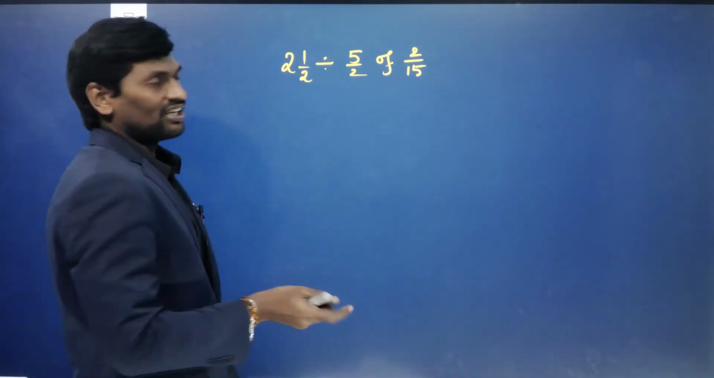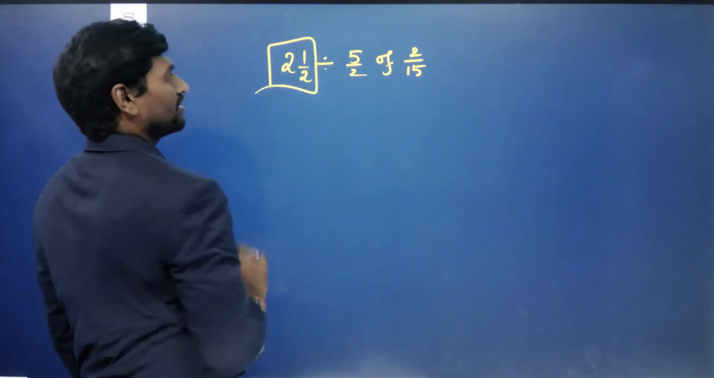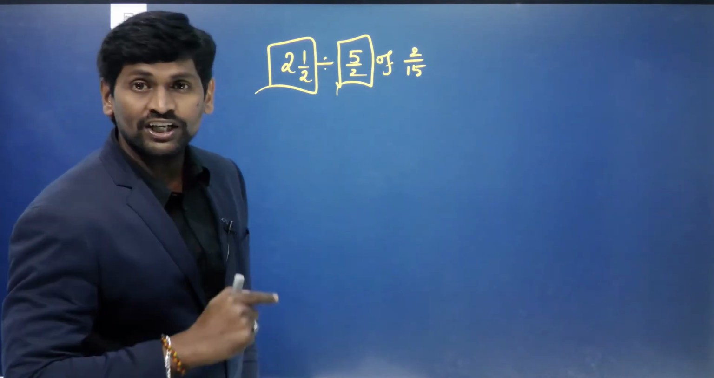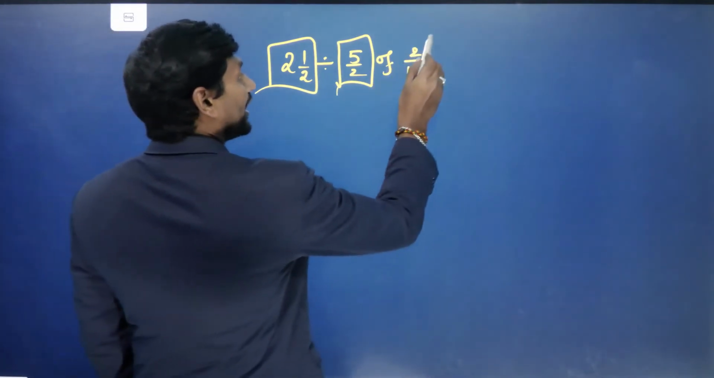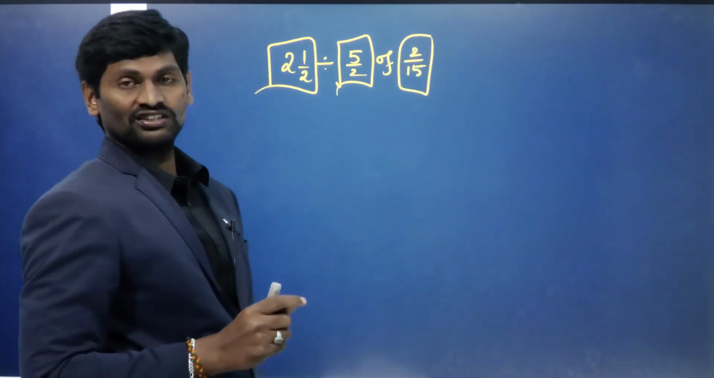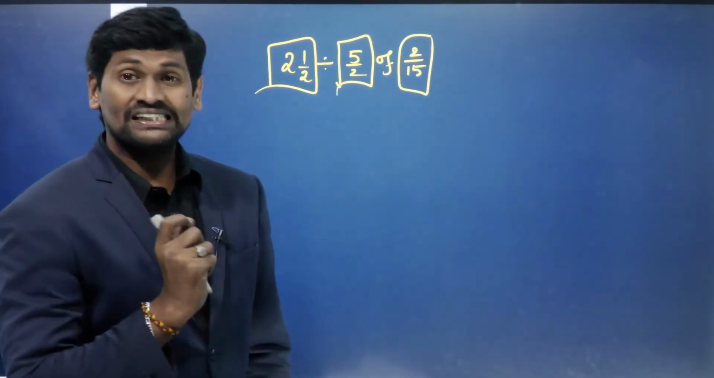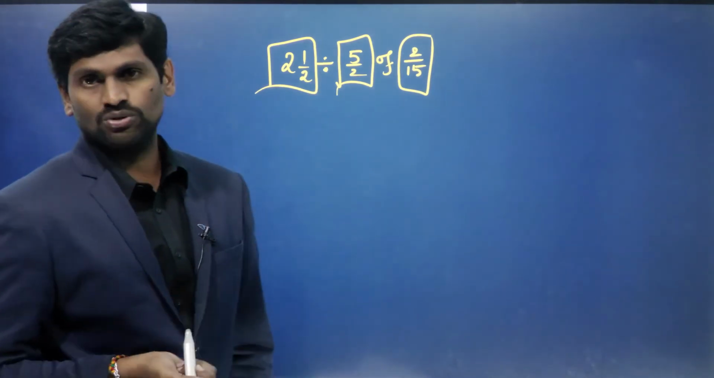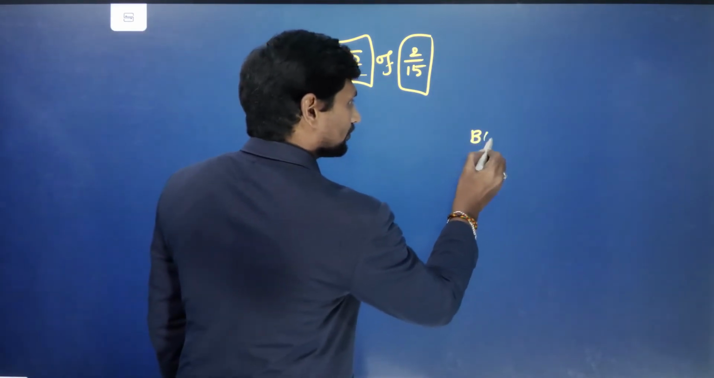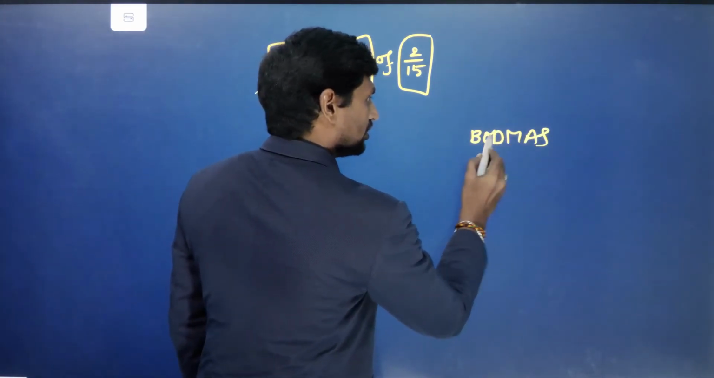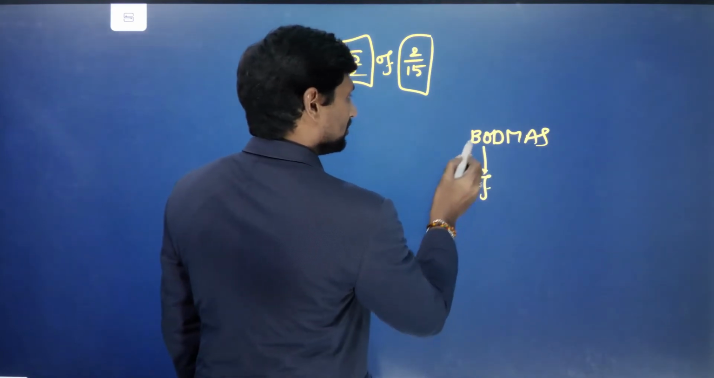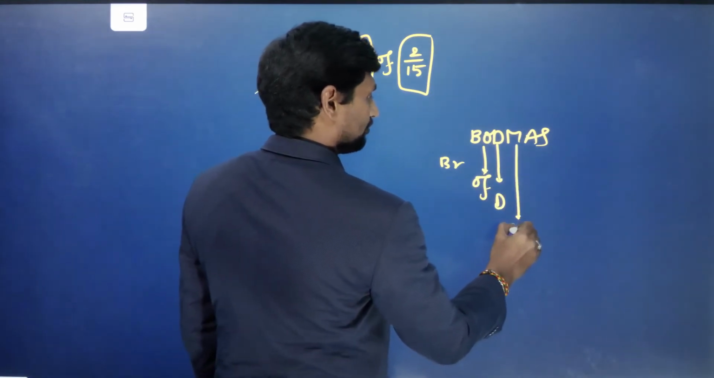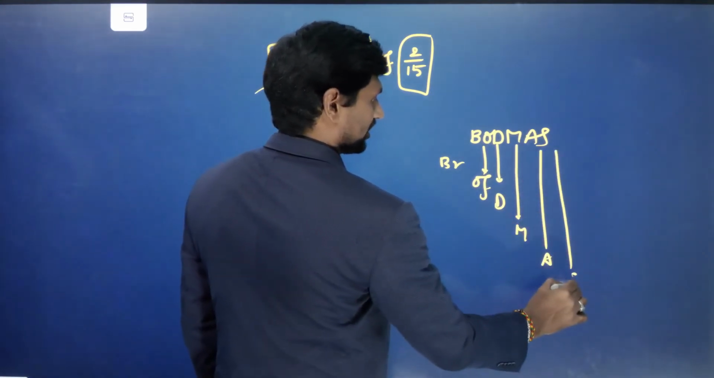Now while you are observing here, the first one is a mixed fraction: 2 1 by 2 is a mixed fraction. 5 by 2, the numerator is more than the denominator, so it is an improper fraction. And 2 by 15, the third one, is a proper fraction. Three different types of fractions are given, and between them observe the symbols: the division symbol and 'of'. 'Of' is nothing but multiplication only, according to BODMAS rule. 'Of' we have to do first; before that brackets, next division, multiplication, addition and subtraction.